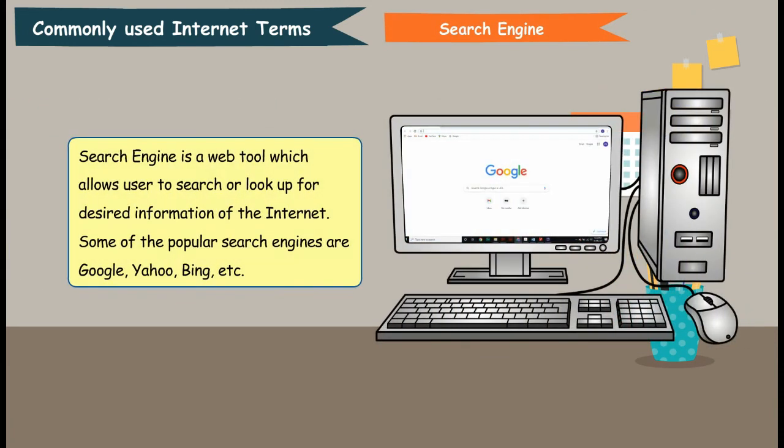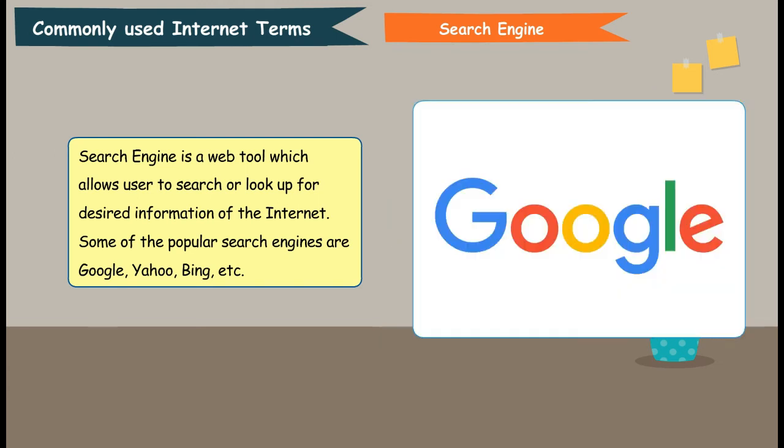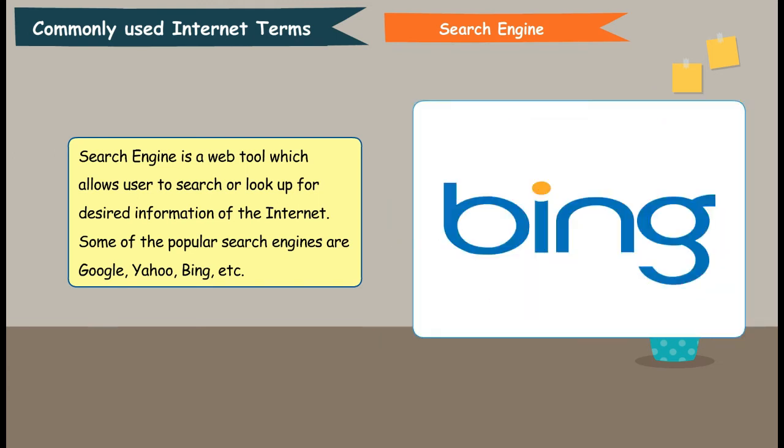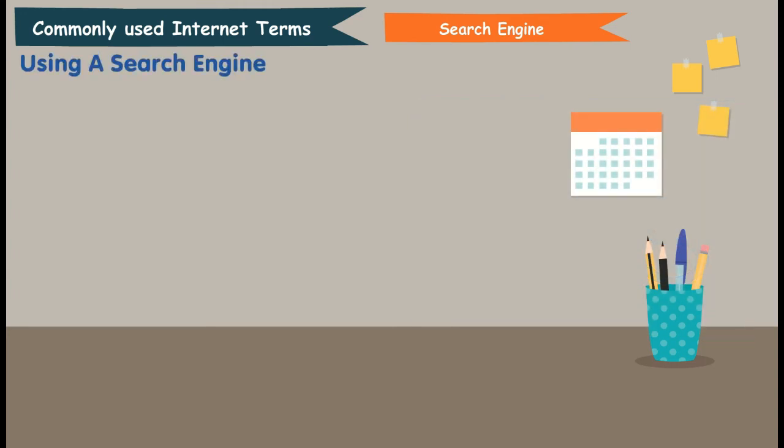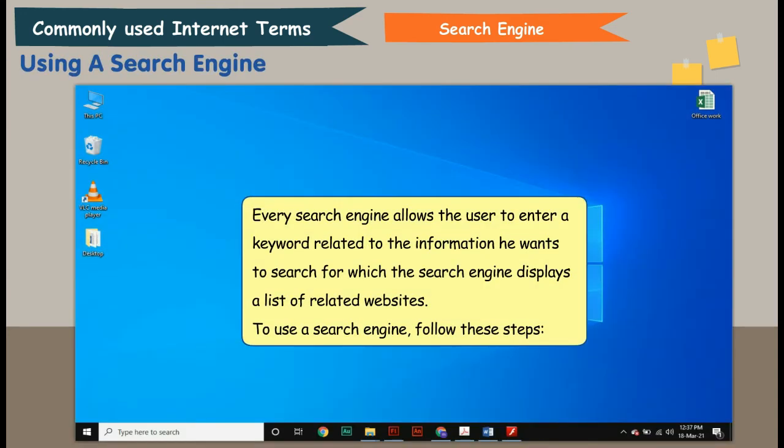Search engine. A search engine is a web tool which allows users to search or look up desired information on the internet. Some of the popular search engines are Google, Yahoo, Bing, etc. Using a search engine. Every search engine allows the user to enter a keyword related to the information he wants to search for, which the search engine displays as a list of related websites.